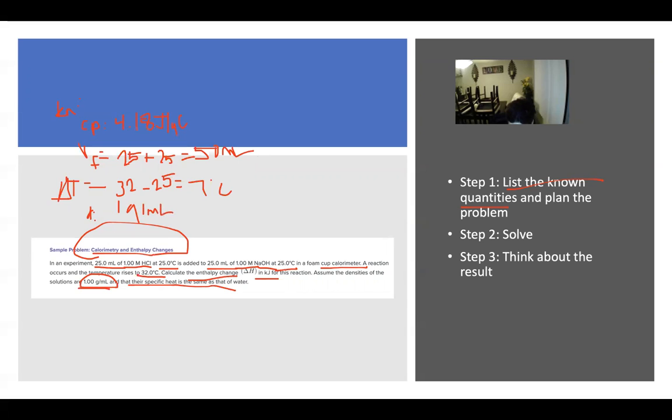Now, what is our unknown? We're looking for enthalpy, delta H. What is delta H? Now that you have your knowns and you put down your unknown, now you can solve.